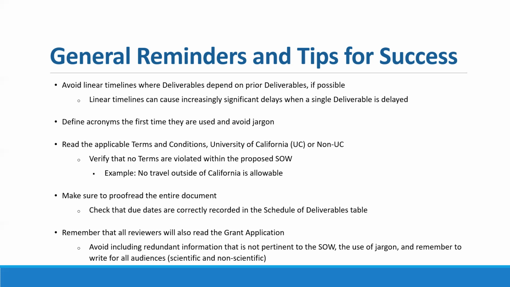A key example would be something like no travel outside of California is allowable. We often see this come up in cases where an individual would like to present at something like a conference that maybe takes place outside of California. Within our terms and conditions, we do state that no travel outside of California is allowable, so we would not be able to reimburse for that type of travel. We recommend that you proofread the entire document carefully, checking that due dates are correctly recorded in the schedule of deliverables table.